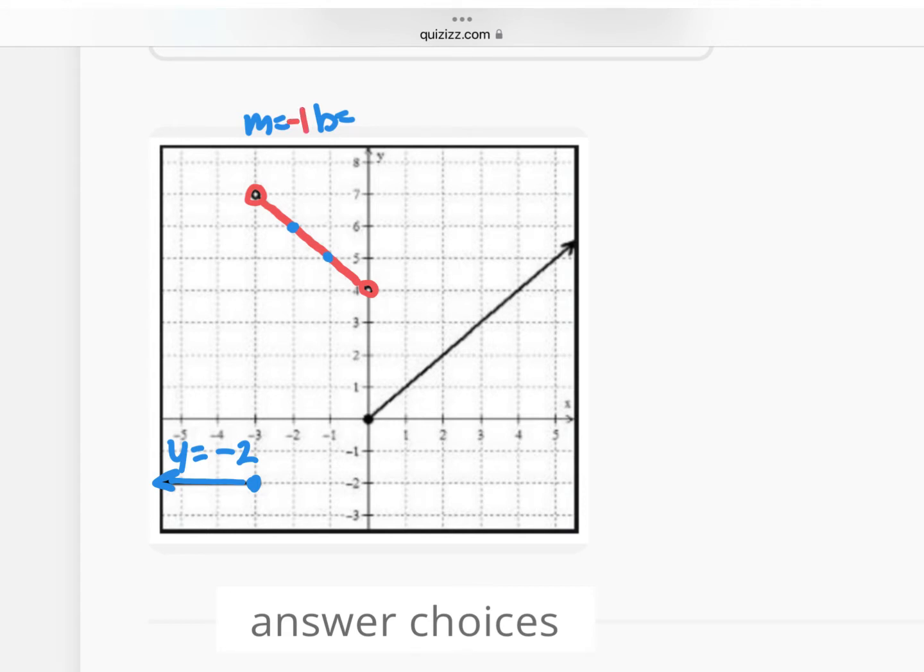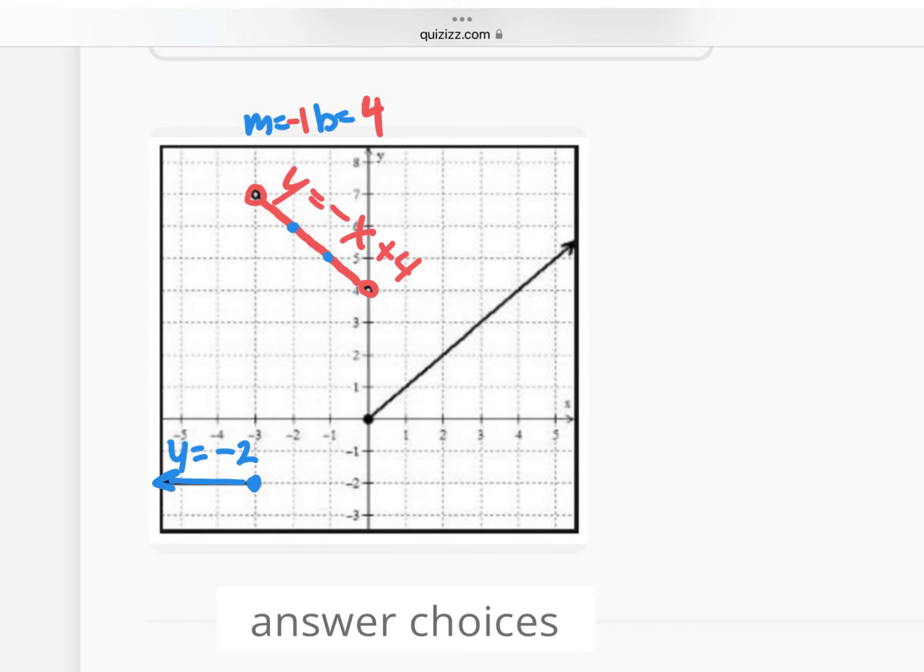Now, what's your b value? Where does this line cross the y-axis, the y-intercept? That's the value of 4, so the b value is 4. And the equation would be y equals -1x plus 4. Okay, that's y equals mx plus b.